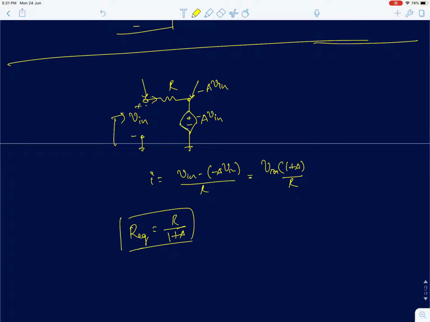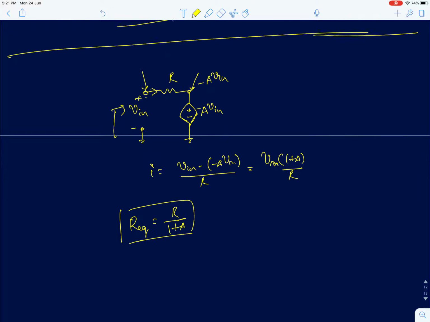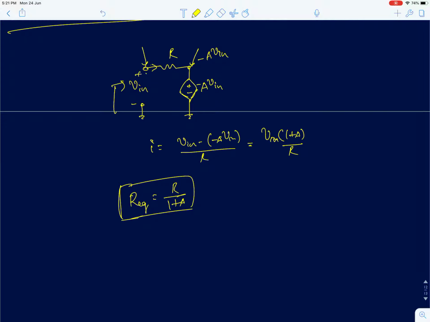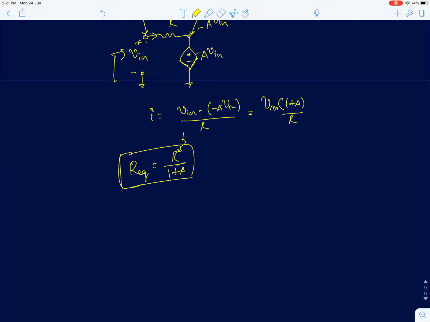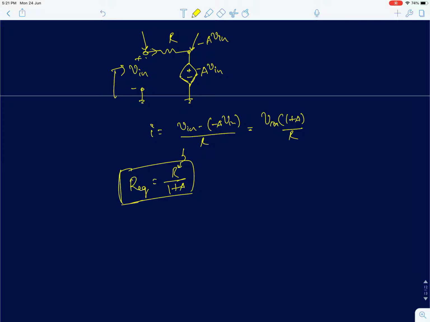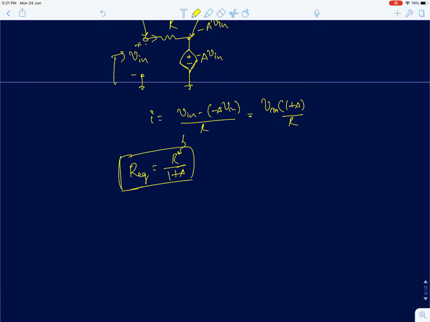So using a combination of a dependent voltage source, I could actually synthesize a lower value of resistance. I can divide the value of the resistance using a dependent voltage source. Now this effect we will study later. It's called Miller effect. This is used for capacitances, but I've shown it for resistors here. The concept is very similar.